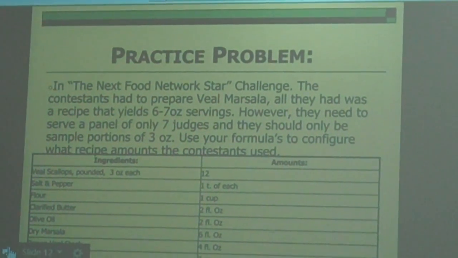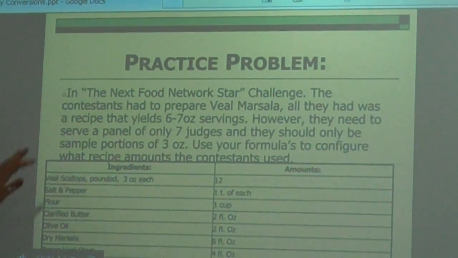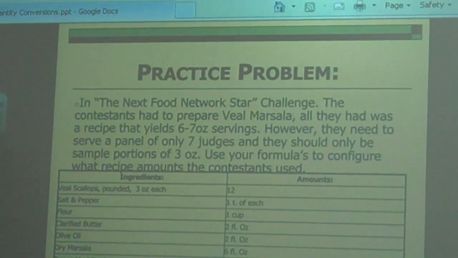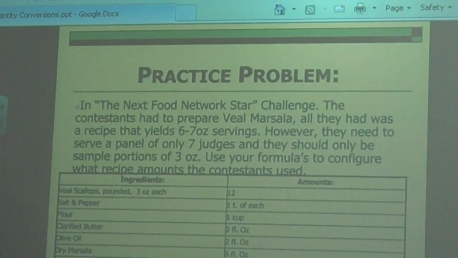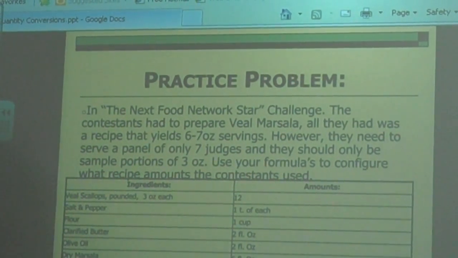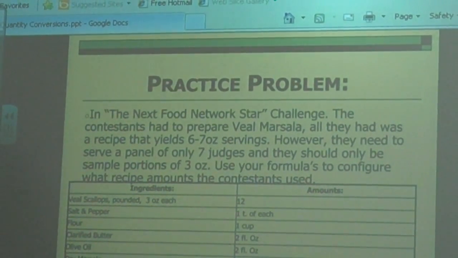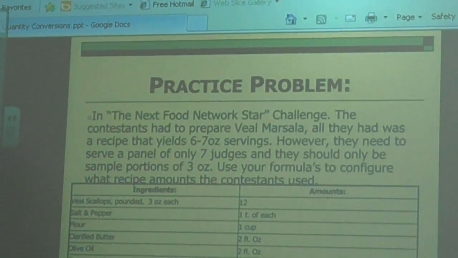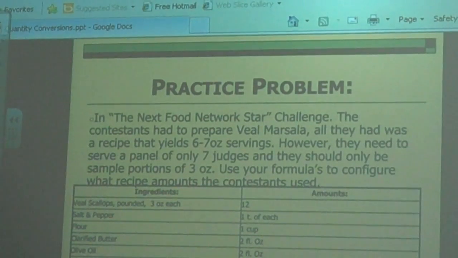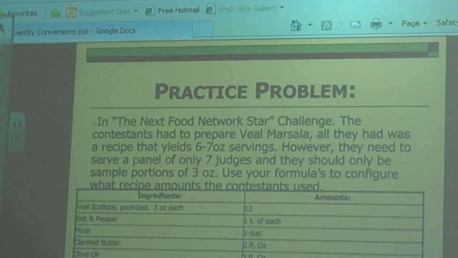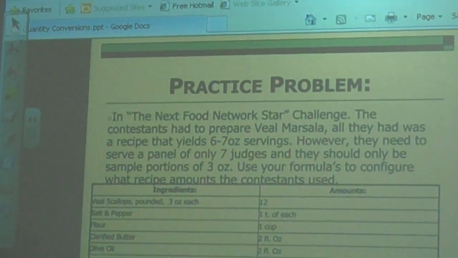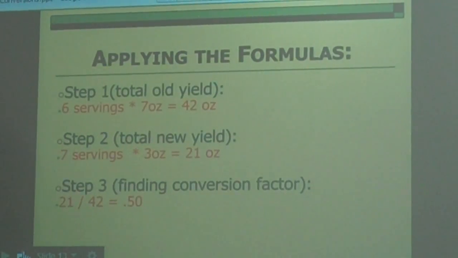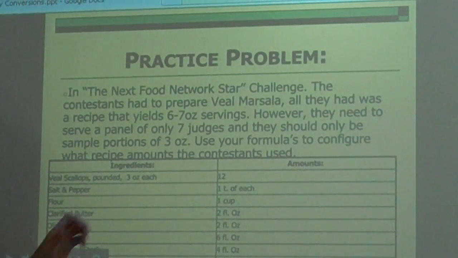The next thing is you're going to do one more practice problem. Okay? And you're going to do this one kind of on your own, and then we'll go back and talk about it. The scenario is, in the next Food Network Star Challenge, the contestants had to prepare veal marsala. All they had was a recipe that yielded 6 7-ounce servings. However, they need to serve a panel of judges, 7 judges, and they only need to give sample size portions of 3 ounces. Use your formulas to configure what recipe amounts the contestants used. Alright? Okay, so you're going to do that right now, and then we'll be right back.